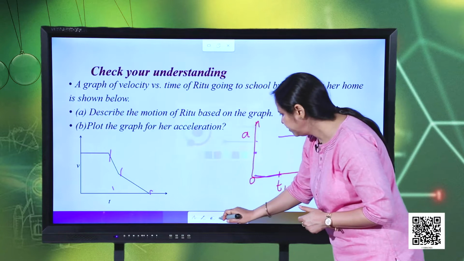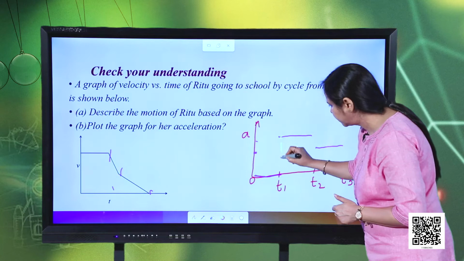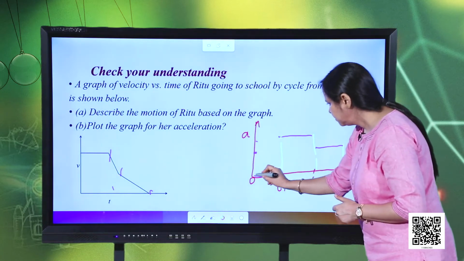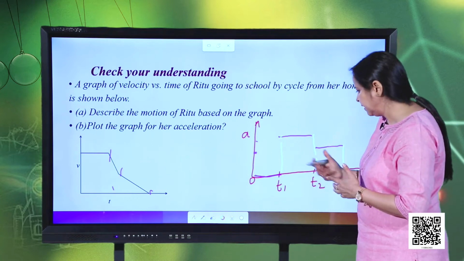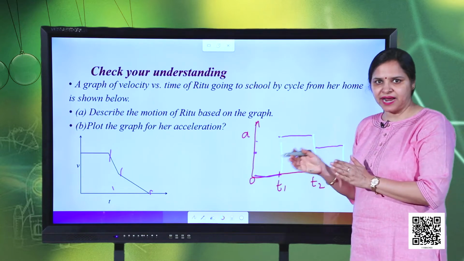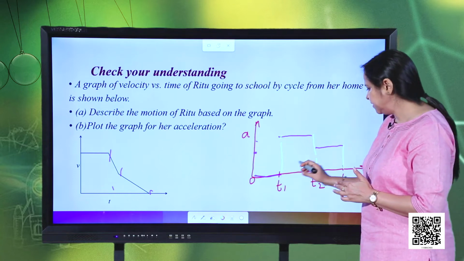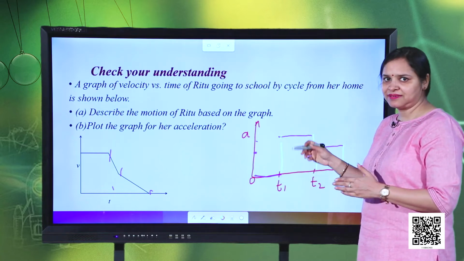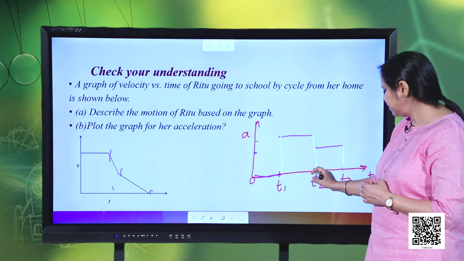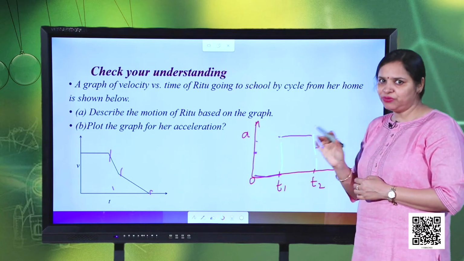Again, for our clarity only, I drop the perpendiculars with dotted lines over here, just to study it in a clearer manner, that this is how the acceleration is different at different locations. So, 0 to t1 it is 0 acceleration, t1 to t2 acceleration is comparatively more than the acceleration between t2 and t3, but the acceleration in both durations is uniform.